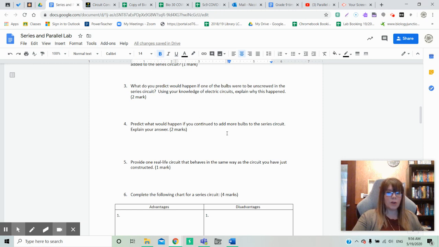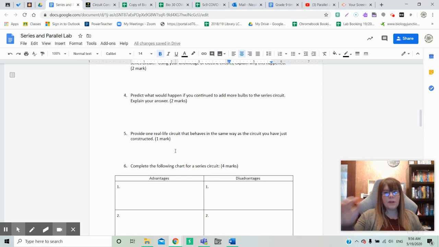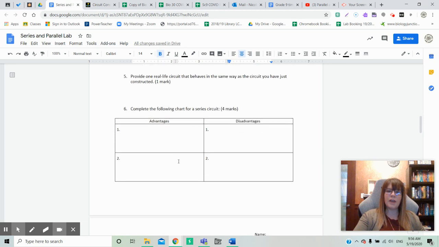What would happen to the current? What would happen to the brightness? And then here, provide one real-life circuit that behaves this way and some advantages and disadvantages in questions 5 and 6. You can go online and take a quick gander, see if you can find those because we have not included them in your notes, but they are important to understand.